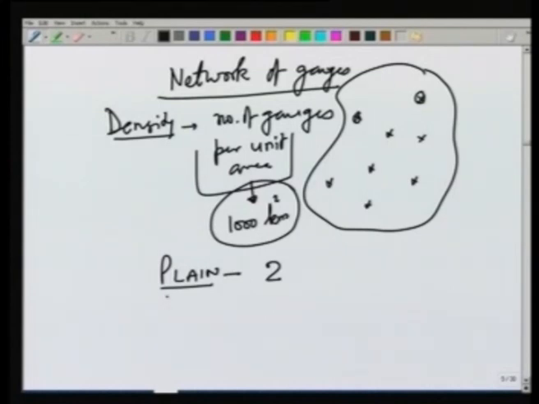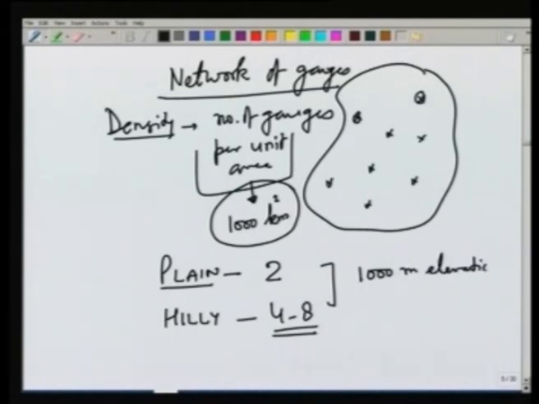If we have hilly areas, then we may increase the number of rain gauges to about 4 to 8. And in between, for example, if we have an area which is 1000 meter elevation, then we may use 3 to 4 gauges. So, that decides how many gauges we want in a particular area.